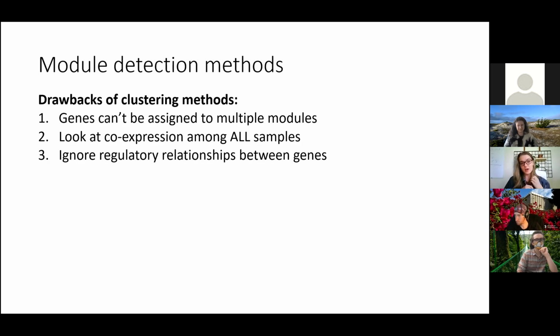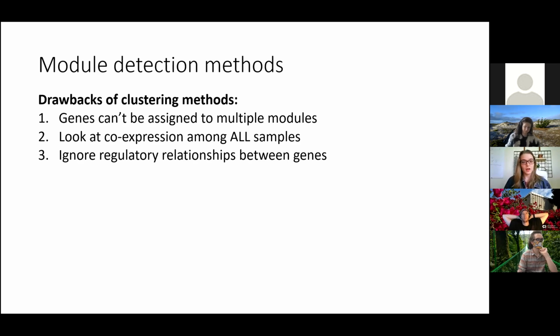So first, genes can't be assigned to multiple modules. And we know that this is a problem because it's been shown many times that genes participate in multiple pathways. And so we know that there's overlap between modules. Second drawback of clustering methods is that these tend to look at global patterns of co-expression, but in reality, gene expression tends to be context dependent.